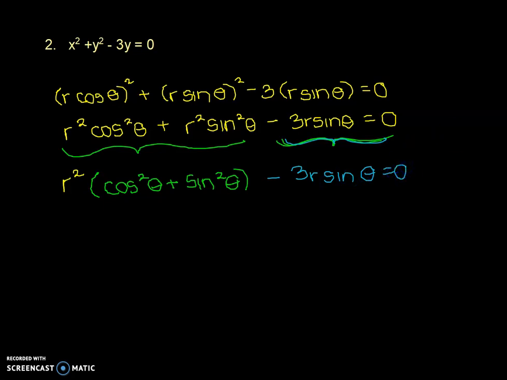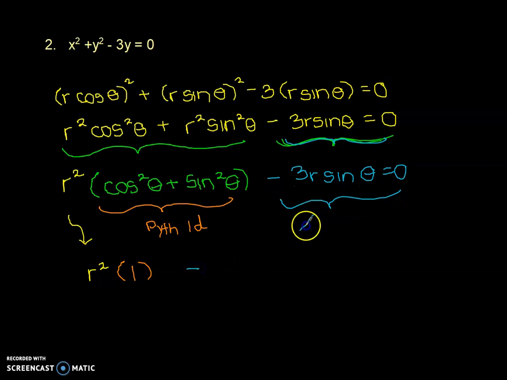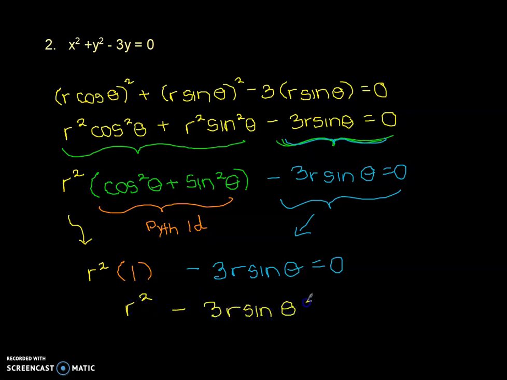And what we have here is, once again, the same Pythagorean identity. So we know that this value is 1. Everything else comes right down. So I'm going to bring down the r squared. I'm going to bring down minus 3r sine of theta equals 0. So this gives me r squared minus 3r sine theta equals 0.